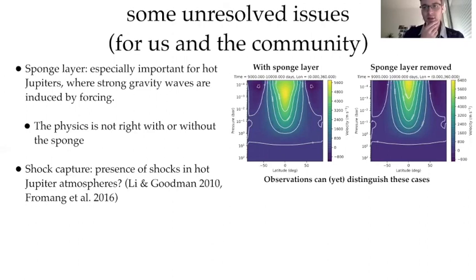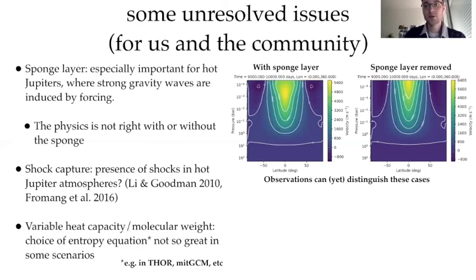Another issue is that of shock capture. There's some expectation that because we have supersonic winds in hot Jupiters, we should see shocks, but there's some debate about whether or not these should actually be present, whether or not you have all the conditions just right for shock formation. We're not able to model this in THOR. We don't have a shock capture scheme, so we know that this is a potential issue. And we've chosen to use an entropy equation in THOR, which it turns out is not the best case when you have a strongly variable heat capacity, but I don't have time to get into the details there.